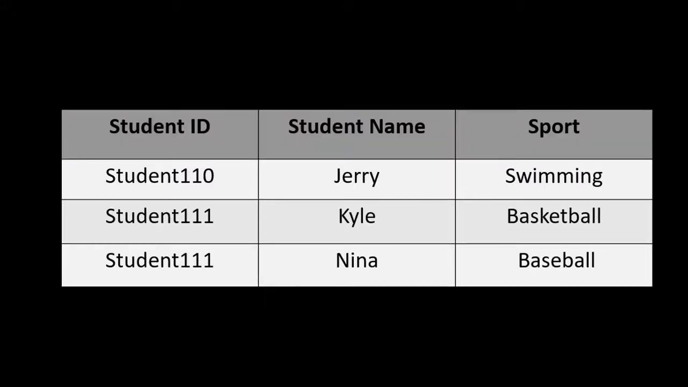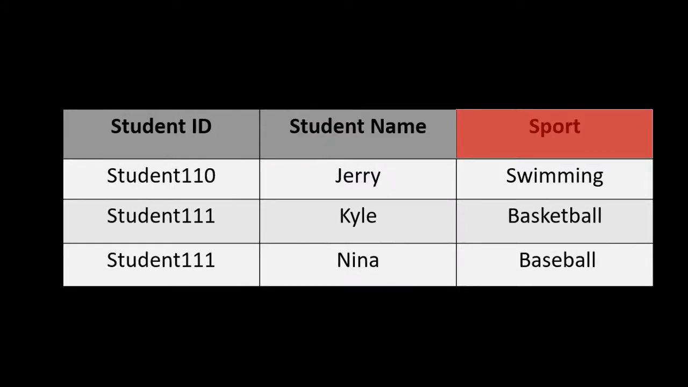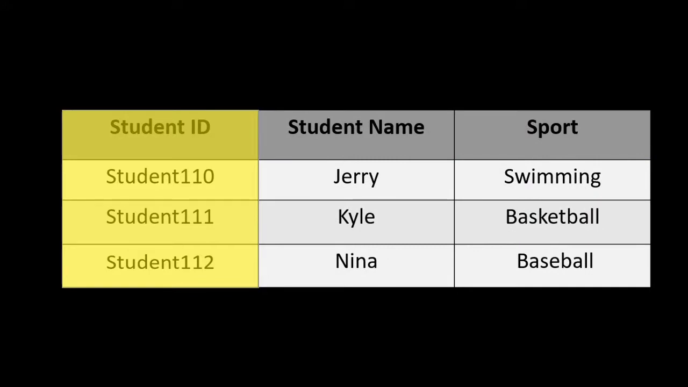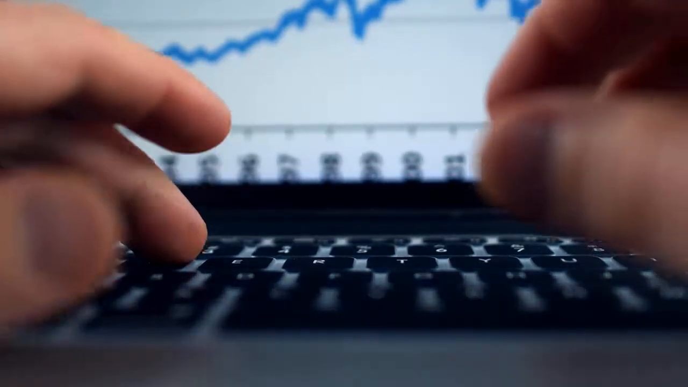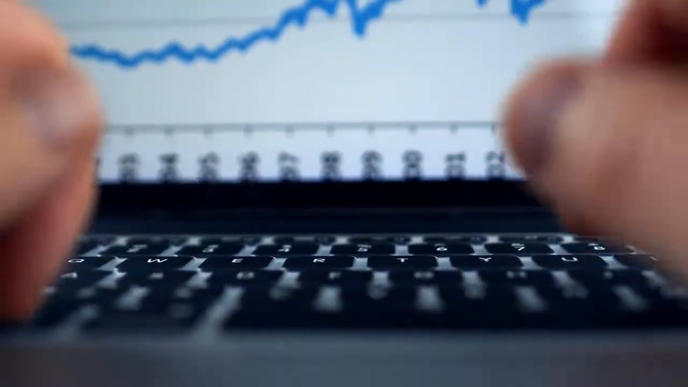Now with this, if we're trying to refer to one of these records, we can't do it by name because we might have a student with the same name. We can't do it by sports because we will definitely have a student with the same sport, but we can make the student ID unique. We should always set up one key field that is unique.